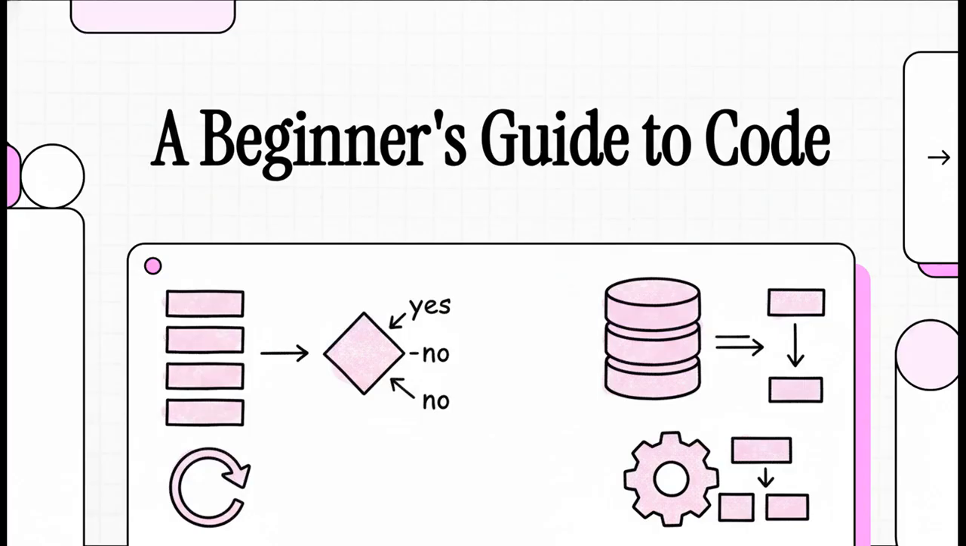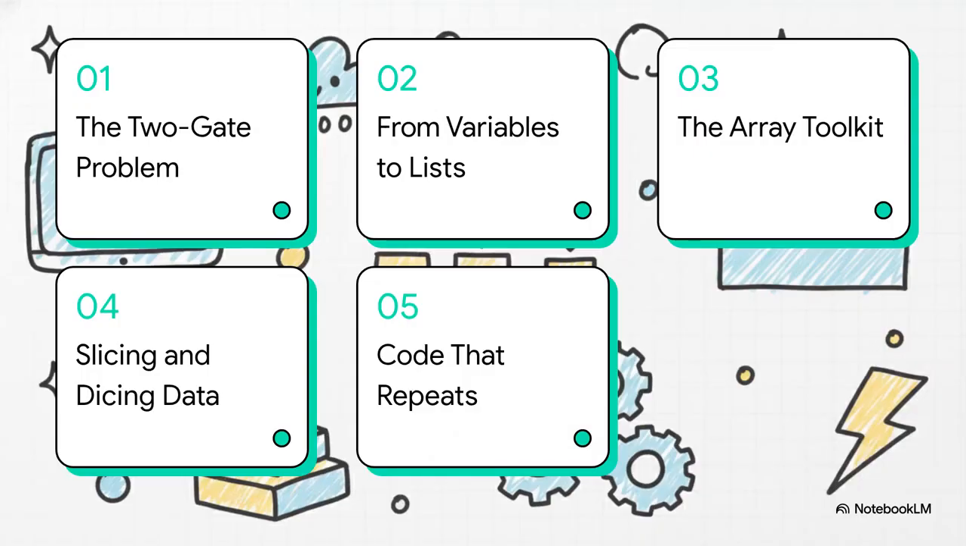Let's jump right in. All right, so here's our roadmap. We're going to start with what I call the two-gate problem to see how programs can make choices that depend on each other. Then we'll figure out how to handle a ton of data using lists, learn the tools to manage that data, and wrap it all up by uncovering the secret to writing code that's super efficient and reusable.